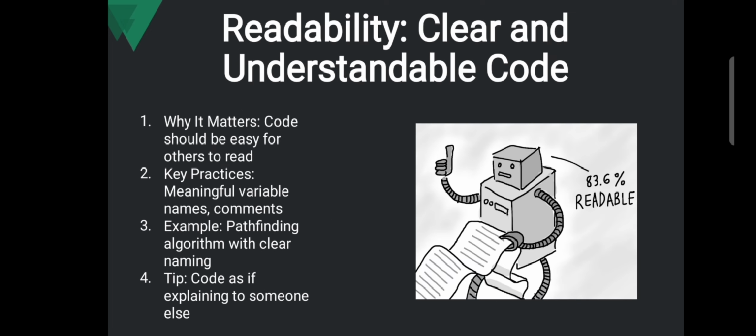Now let's talk about readability. Code should be easy to understand for other developers and for future reference. This means using meaningful variable names, comments, and a clear structure. For example, in a pathfinding function, variable names like visited and neighbor help make it clear what's happening. Imagine you are reading this code 6 months from now. Would you still understand it? That's the test of readability.